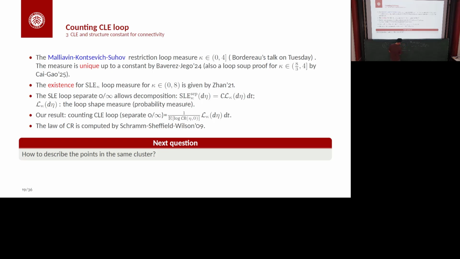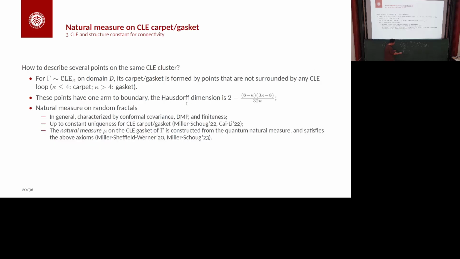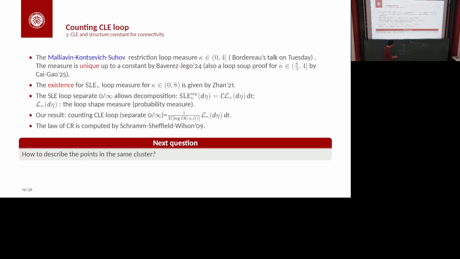Maybe it's more convenient to map the sphere to some strip and look at this. The unit disk is mapped to a vertical line here, and these are some loops here. We fix some interval I and count the number of loops in this interval I, and this is just captured by the log of the conformal radius. The calculation of the conformal radius still depends on kappa.